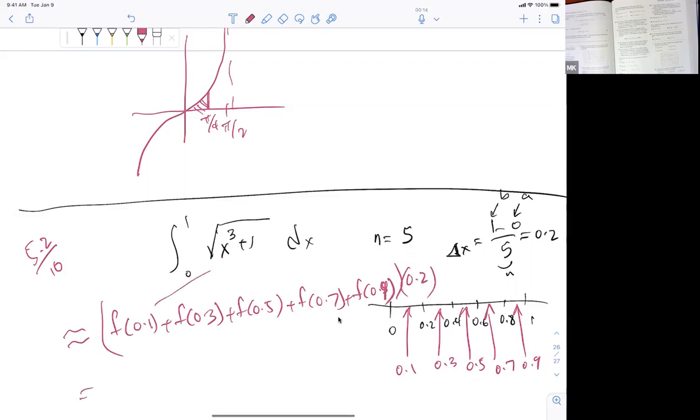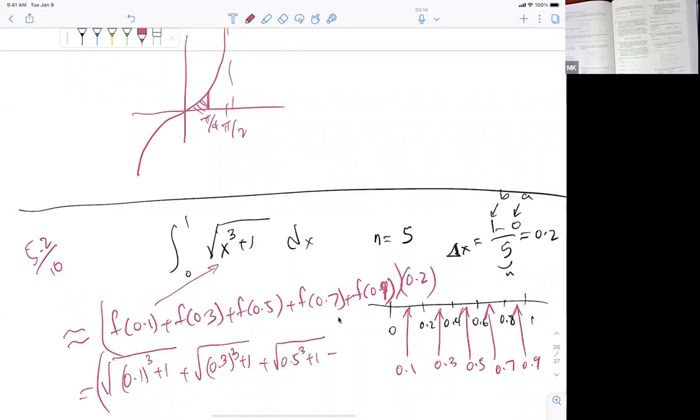And the f's are now this. You have to plug in that function. So you get the square root of 0.1 cubed plus 1, plus the square root of 0.3 cubed plus 1, plus the square root of 0.5 cubed plus 1. You get the idea. And all of them at the end, then multiply by 0.2. So you have to use a calculator to do this, but that's the way they want you to approach this.